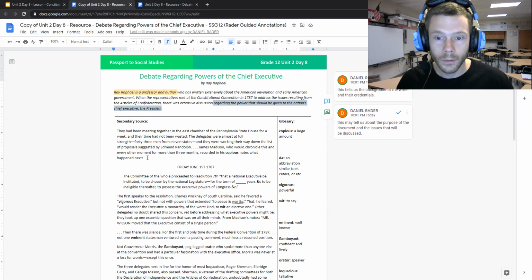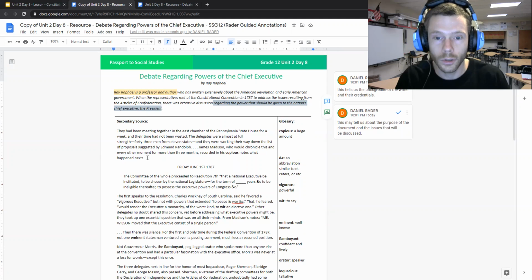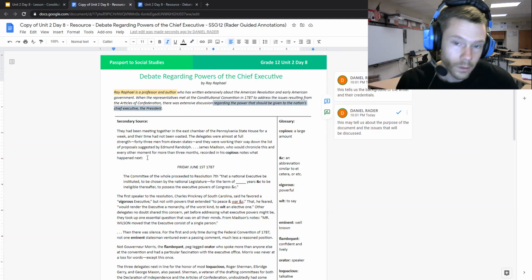Okay, so let's take a look at the secondary source itself. I'm going to read through just the first paragraph and then show you a completed set of annotations to show you what a finished product might in fact look like.